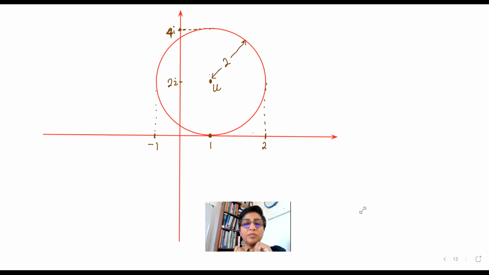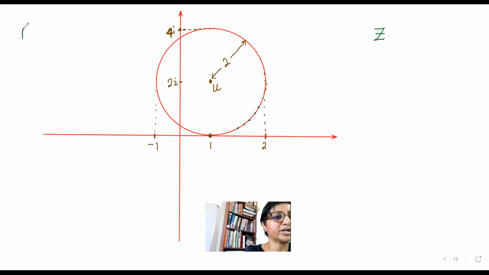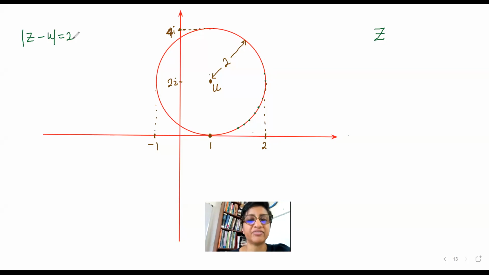Now, my variable complex number Z can be anywhere on the circle. Now I have given the locus of this Z. My Z can be anywhere. What was my condition? Z minus u is equal to 2. Satisfying this condition, where can a complex number be? It can be anywhere sitting on the circumference of this circle. So think of all the points on this circle. Now think of the arguments of these points.